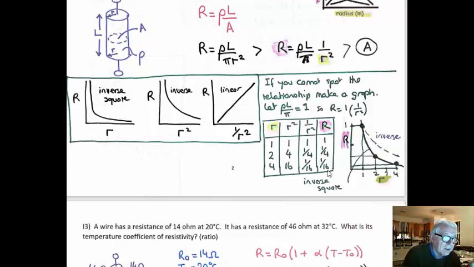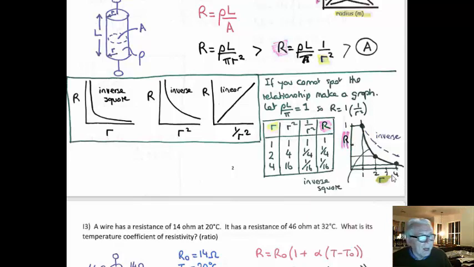Now that's assuming that the middle bit, rho L over pi, equals 1. It's like I'm taking liberties here. But if I plot this thing out, my r goes from 0 to 4, and my big R, my resistance, goes from 0 to 1. And I plot this thing out and I go, when little r equals 1, the resistance equals 1. When the radius equals 2, the resistance equals 1/4. And then when the radius equals 4, the resistance equals 1/16. So it's got that steep curve.